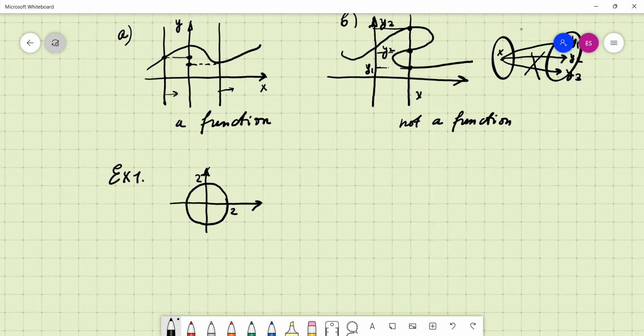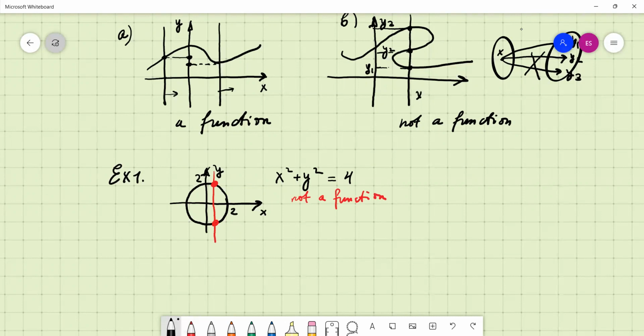I'm going to write down the equation of this circle. We still remember that x squared plus y squared equals radius squared. Radius here is 2, so it's going to be 4. Is this graph a function? Well, let's draw a vertical line. You see, the vertical line here intersects my graph in 2 points. So we are going to write down that it's not a function.